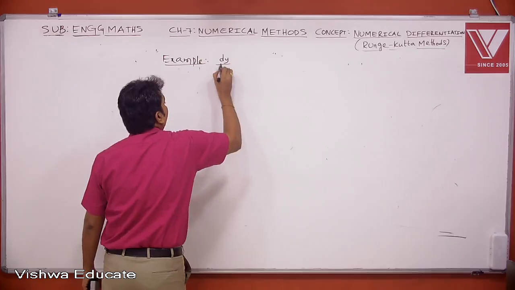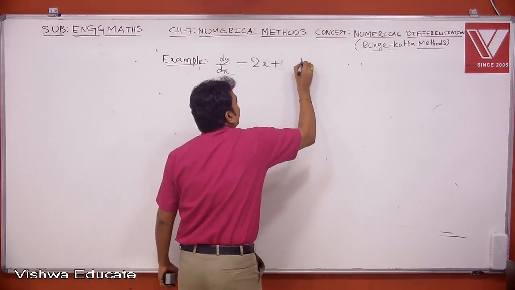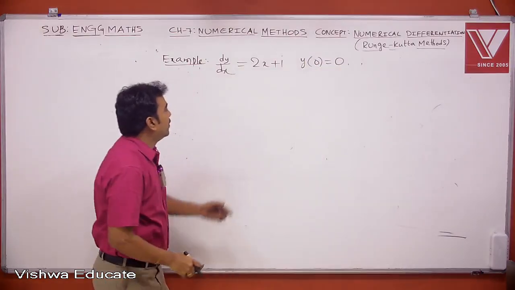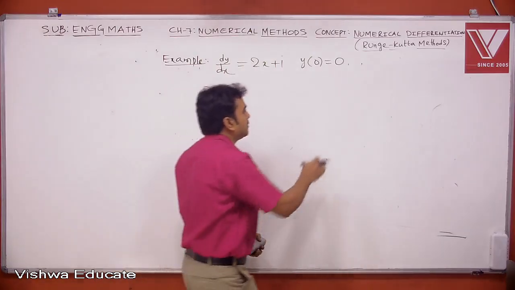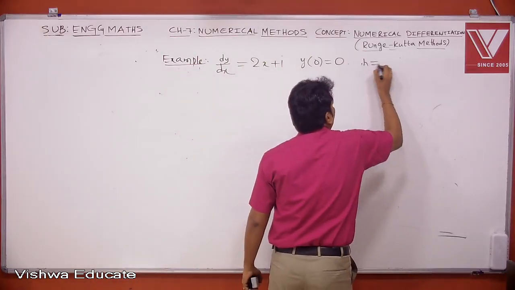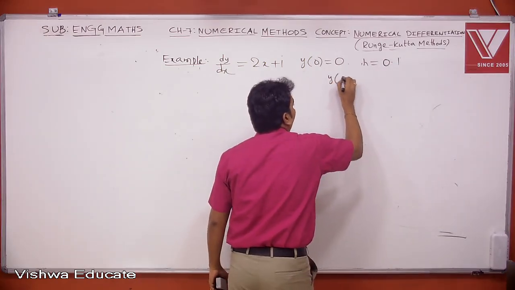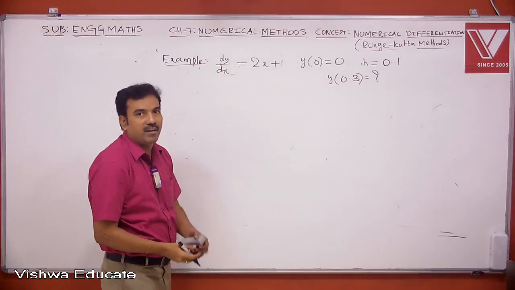Suppose dy by dx equals 2x plus 1. Suppose the boundary condition is y of 0 equals 0. This is my equation, dy by dx equals 2x plus 1, y of 0 equals 0. And for example, step size is 0.1. So we need to find y of 0.3. Assume that y of 0.3 is required.